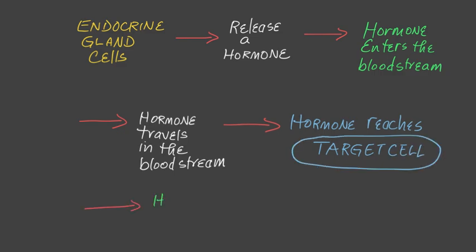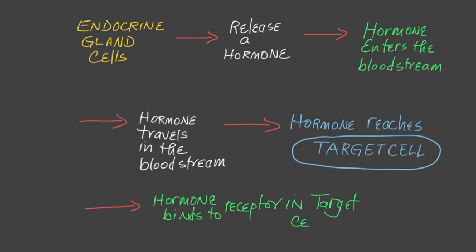Once it arrives at the target cell, the hormone looks for a receptor in the target cell. So it binds to the receptor in the target cell. This receptor could either be outside the target cell, on the surface of the target cell, or it could be inside the target cell. Once it binds, the target cell responds to the hormone.